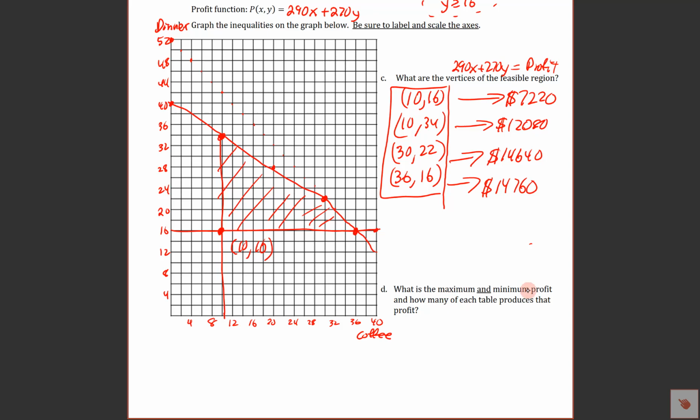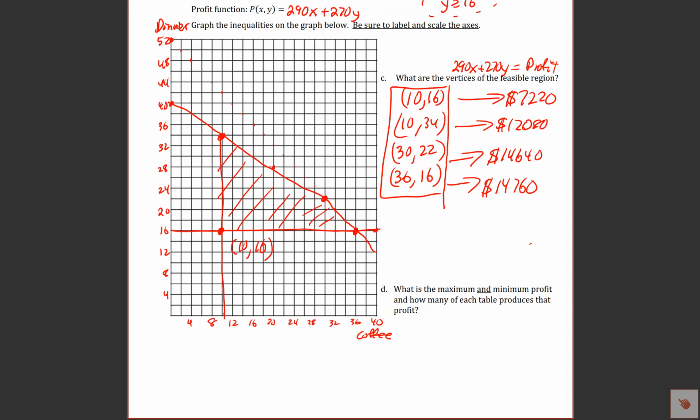what is the maximum and minimum profit, and how many of each tables produces that profit. So let's take a look. The smallest profit was right here. So there's the minimum, and here's the maximum. Well, it should kind of make sense that the minimum occurred at 10, 16 right here, where we made the fewest number of tables. Remember, we said we only made 26 tables altogether. And then on this one right here, a little bit surprising. A lot of times we end up with the maximum profit or revenue coming from this point right here. On this one, just because of the way the profit function worked out, it's actually better if they make more coffee tables than anything else.